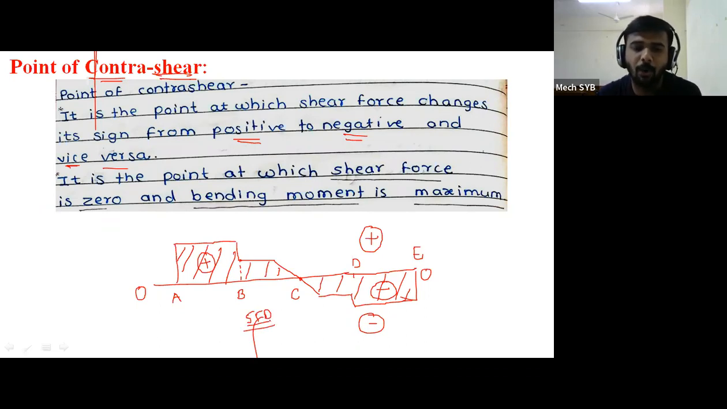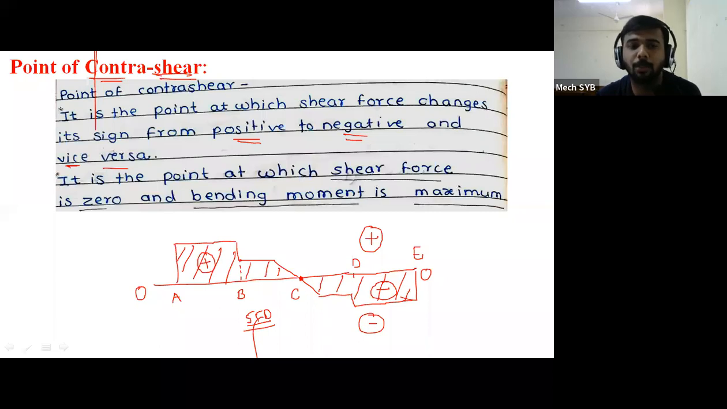Okay, and we have already calculated the shear force at point A, point B, point D, and point E, and that shear force calculation we have converted in the form of a diagram, and you have got the diagram like this. Okay, and now in this diagram we have to check some critical points. The first point we are discussing is the point of contra shear. So what is the definition of point of contra shear? It is the point at which shear force changes its sign from positive to negative or from negative to positive.